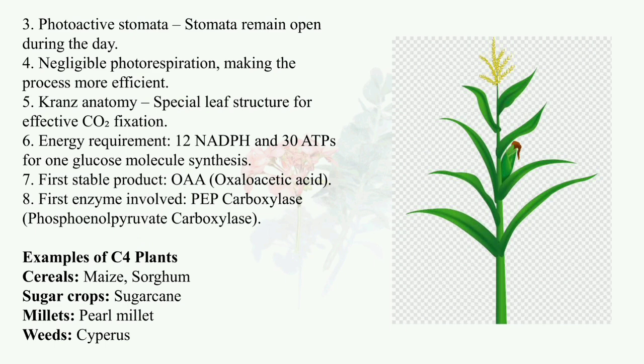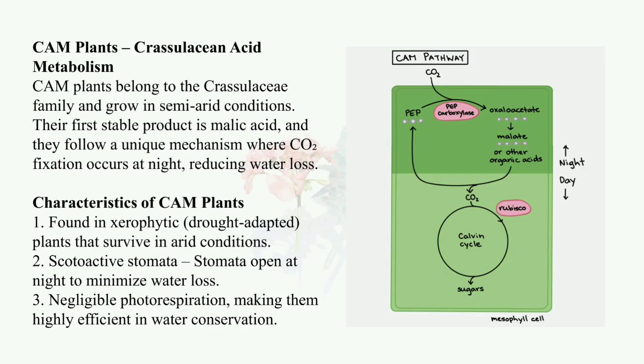6. Energy requirement, 12 NADPH and 30 ATPs for one glucose molecule synthesis. 7. First stable product, OAA, oxaloacetic acid. 8. First enzyme involved, PEP carboxylase, phosphoenolpyruvate carboxylase. Examples of C4 plants. Cereals, maize, sorghum. Sugar crops, sugarcane. Millets, pearl millet. Weeds, Cyperus. CAM plants, crassulacean acid metabolism.